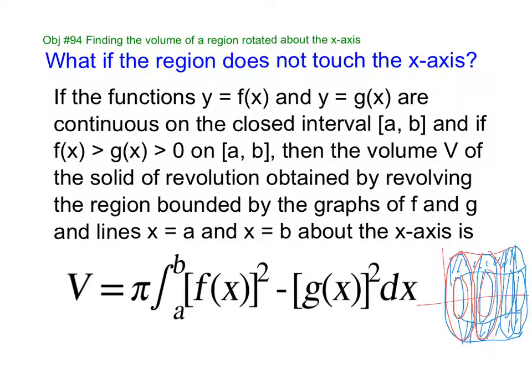I'm going to show you a video on the computer tomorrow so that you can physically see what's happening here. So just like the do now, it's the area of the big circle minus the area of the little circle. I always think of it like this: pi times big R squared minus little r squared, the outside radius minus the inside radius.